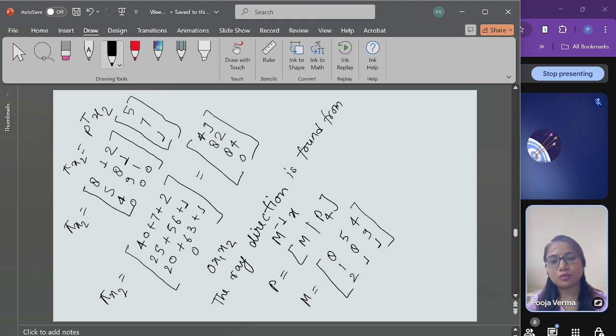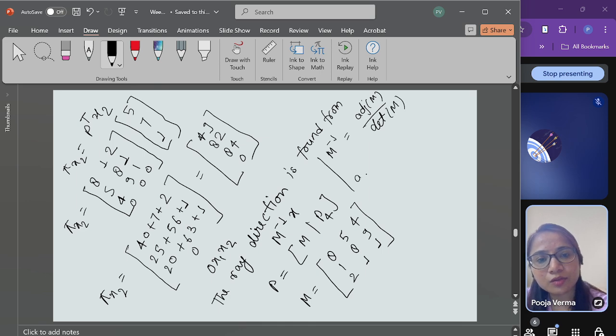So now to find the ray direction in that form, we need to calculate M inverse also. How can we calculate the M inverse? That is the adjoint of M divided by the determinant of M, right? So how do we calculate the adjoint of M? It is the transpose of the cofactor matrix of M. Just find all the cofactors of that matrix M and transpose it. So let's first find the determinant of M.